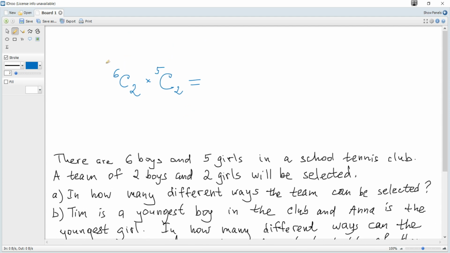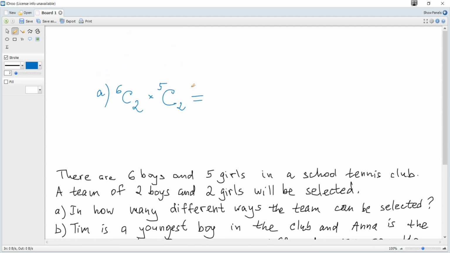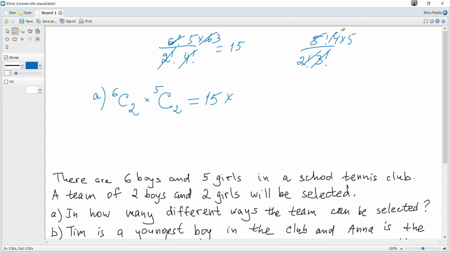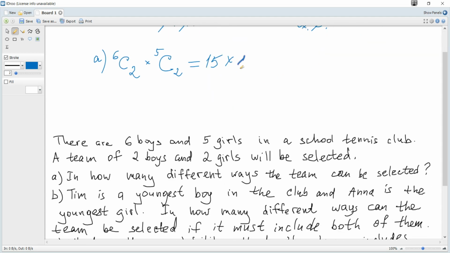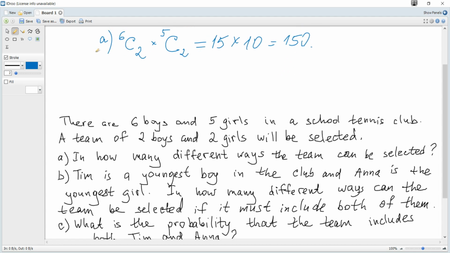You may calculate it using a calculator, or I can use a formula. 6 factorial over 2 factorial times the greater minus the smaller, 6 minus 2, it's 4 factorial. It becomes 5 times 6 over 2, so it's 15. Number of combinations 2 out of 5: 5 factorial over 2 factorial times 5 minus 2, 3 factorial, 4 times 5 over 2, it's 2 times 5, it's 10. So the total number of different ways is 150.